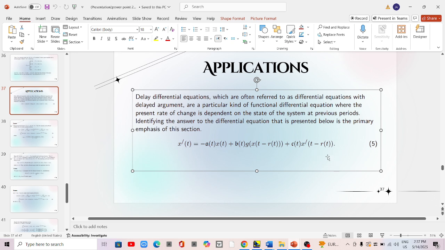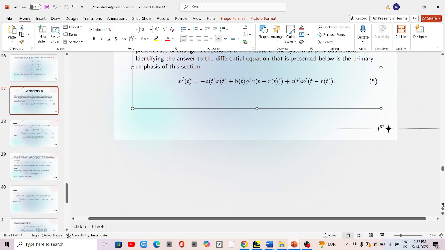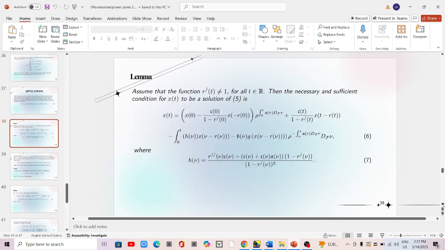This lemma shows that if we want to find the solution of the following equation, then x of t will be the solution of this equation if it is given in this way. Now I state the following lemma. Assume that the function r dash of t is not equal to 0 for all t, then we say that x of t represented below is a solution of the above neutral delay differential equation.